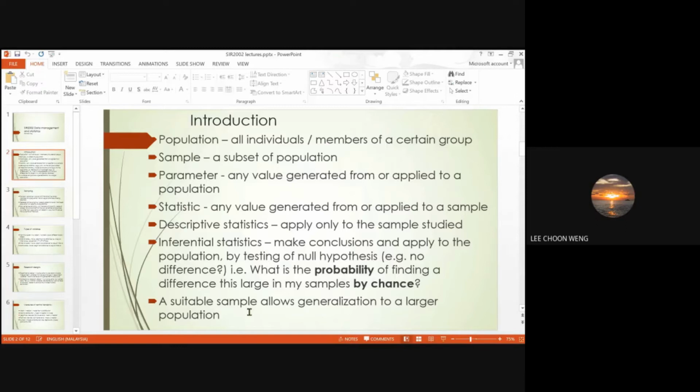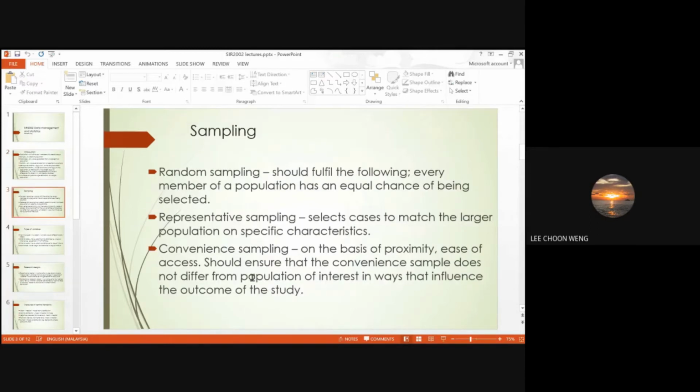Okay, there are a lot of reasons for this. Logistic restraints, the availability of the samples itself. Okay, but if possible, you should put more time and effort into designing your sampling itself in order to obtain a suitable sample. So for sampling, you can divide them into a random sampling, representative sampling, or convenience sampling.